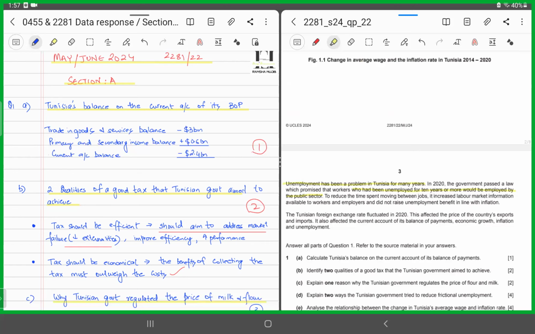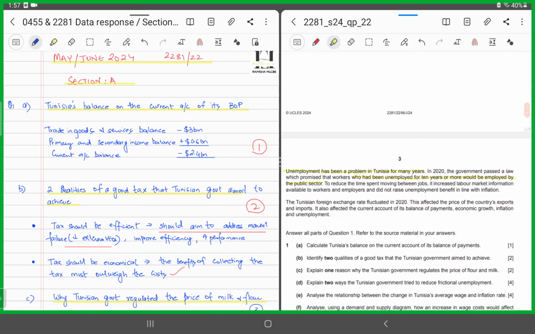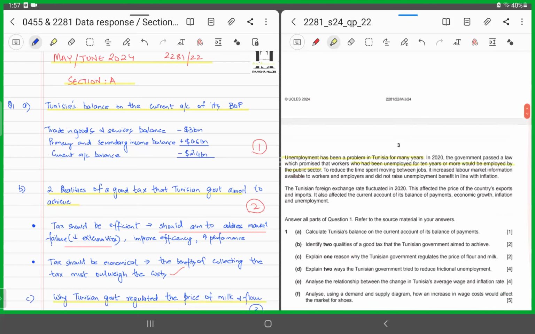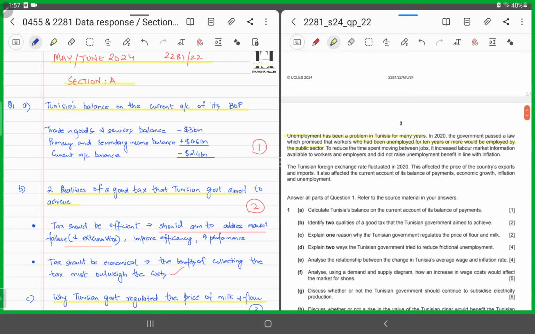To reduce the time spent between moving jobs, it increased the labor market information available to workers and employers and did not raise unemployment benefit in line with inflation. So now, in order to address the issue of frictional unemployment, the government did what? It increased the dissemination of information both to workers and employers regarding the job vacancies or the people who are seeking jobs, and it did not raise the unemployment benefit with the rate of inflation. That means the unemployment benefit was lesser as compared to the prevailing rate of inflation.